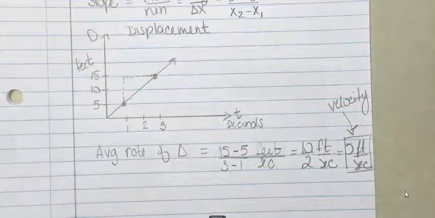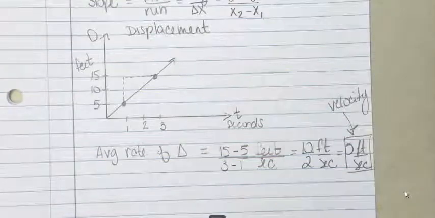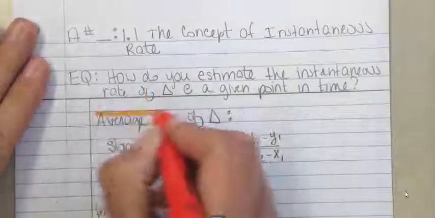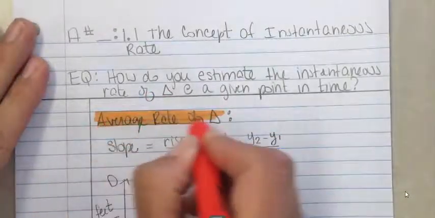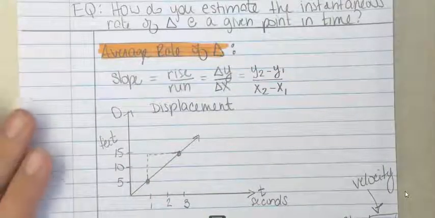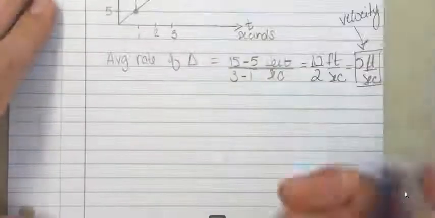Okay, so that's the average rate of change. That was all average rate of change. You're very familiar with that. You're familiar with slope. So now let's relate that to instantaneous rate of change.